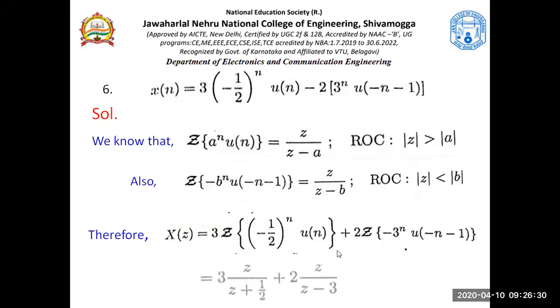Now, see here, this is a power n u of n. In place of a, we have half, so it needs to be.